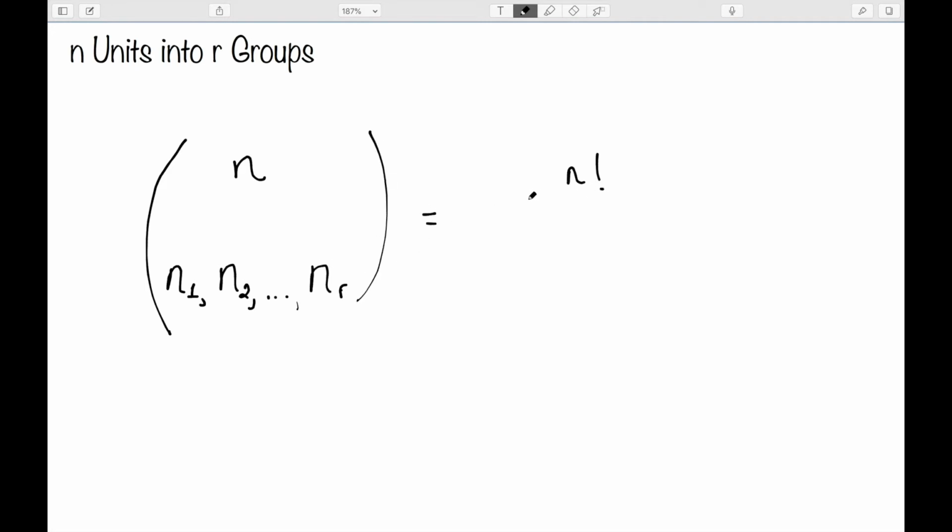This is actually n factorial divided by n1 factorial, n2 factorial, all the way up to nr factorial. So let's look at some examples of this.